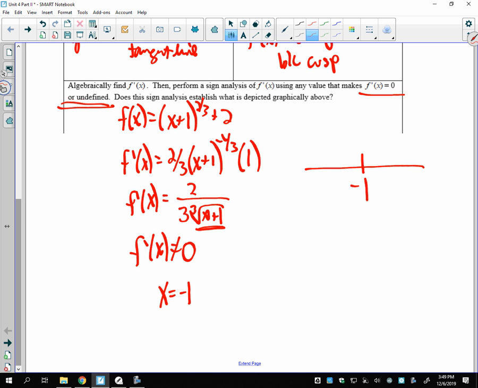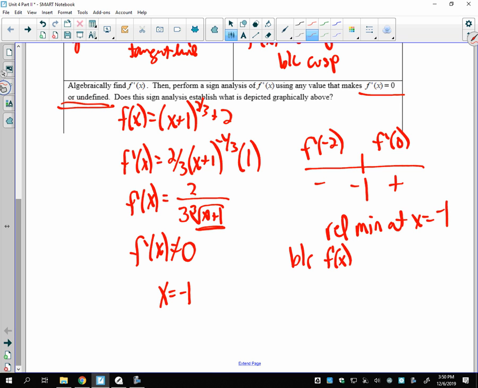So remember when we did this before with the sign analysis? It's been a while. But I would plug values into my derivative on either side of this to see what's happening. And if I plug -2 into this, I'm going to get a negative number. And if I plug 0 into this, I'm just going to get 2/3, which is a positive number, which we can see that it's changing from decreasing to increasing there, even though it's a sharp corner. So it is a relative minimum at x equals -1 because f prime of x changes from negative to positive, right?